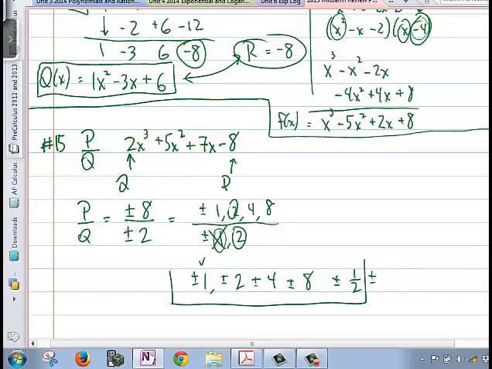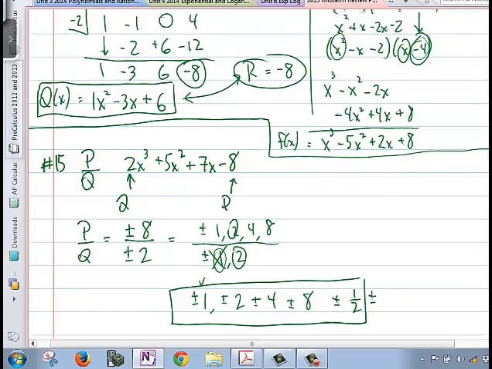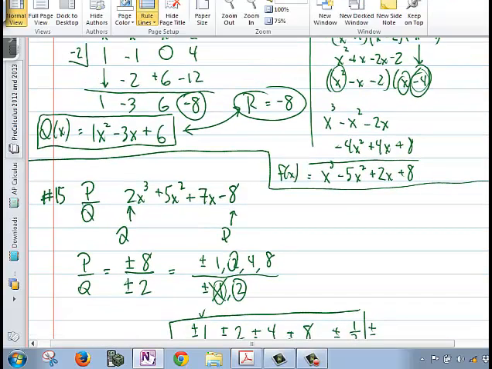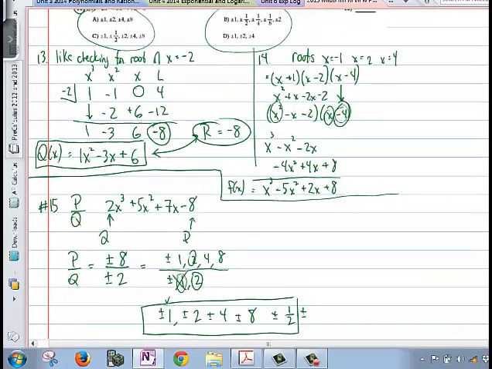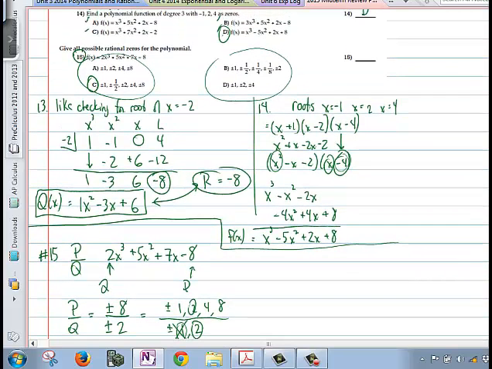So these are all my rational roots, and I'm just going to look at the answer choices to see which one matches, and that would be choice C, I believe, where it has 1, 2, 4, and 8, plus or minus, and 1/2 as well. So that would be choice C.